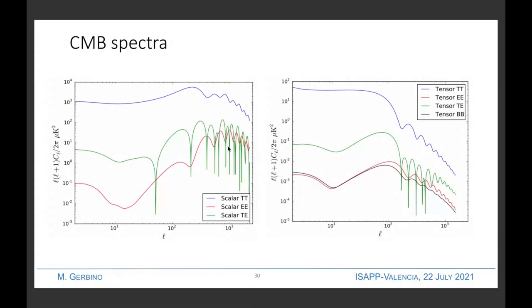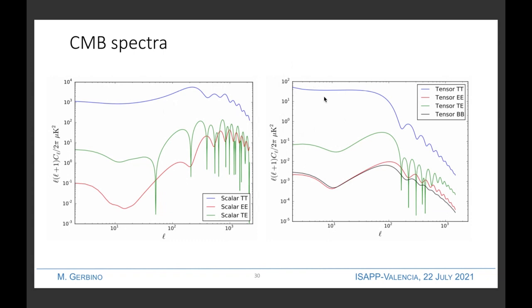On the right, we have the CMB power spectra for tensor modes, again in temperature blue, E-mode polarization red, cross-correlation between temperature and polarization in green. And in this case, we also have an example of the B-mode pattern that we expect if there are primordial gravitational waves. If you compare this plot on the right to the plot on the left, first of all, take a look at the different scale on the y-axis. Here on the right, we arrive to a maximum of 100, whereas on the left, we are two orders of magnitude higher. So the tensor pattern is much tinier than what we expect from scalar perturbations.